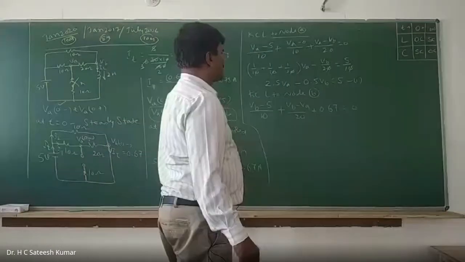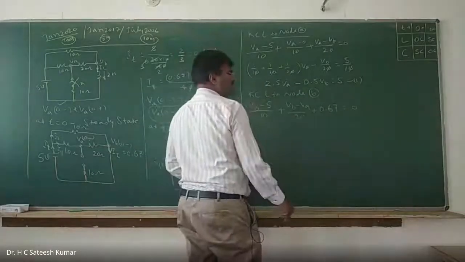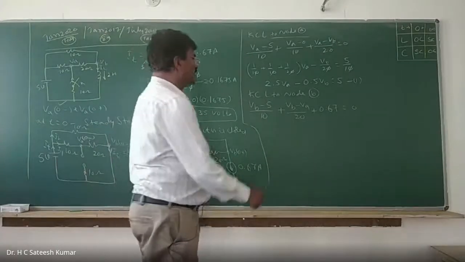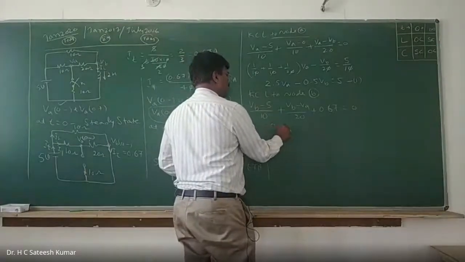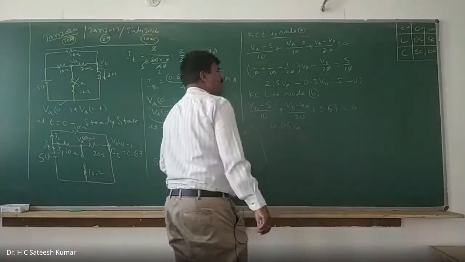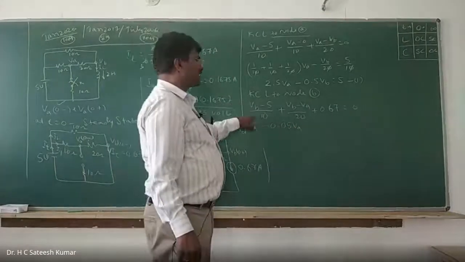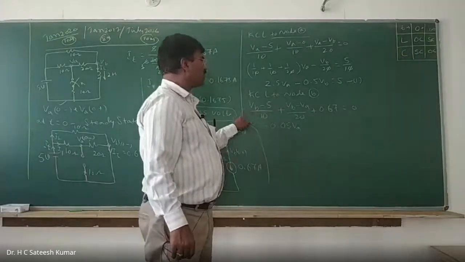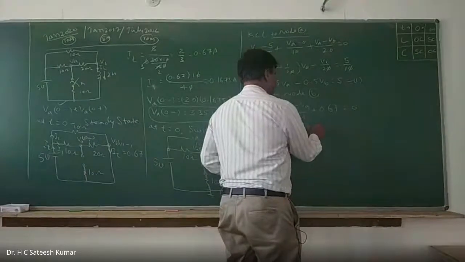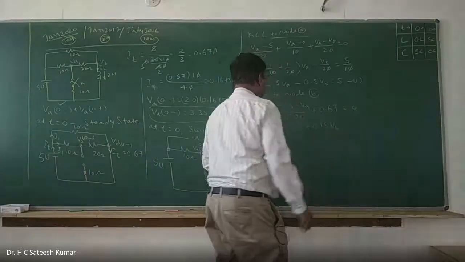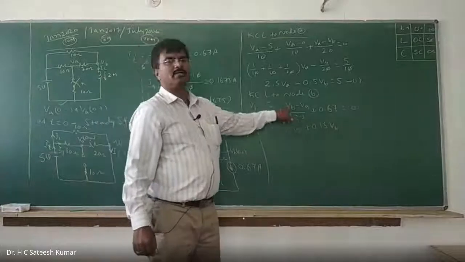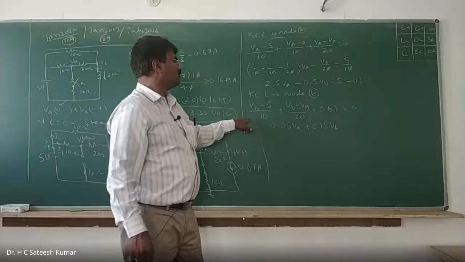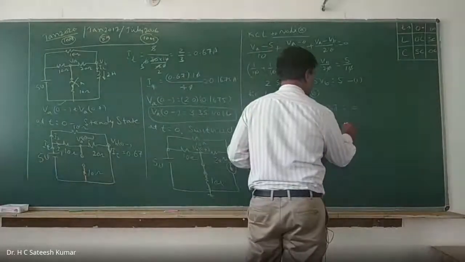Now you can write it as VA by 10, VA by 20. 1 by 20 is 0.05, so minus 0.05 VA. And VB: 1 by 10 is 0.1, 1 by 20 is 0.05, 0.1 plus 0.05 is 0.15, so plus 0.15 VB. Am I right? 1 by 10 is 0.1, 1 by 20 is 0.05, 0.05 plus 0.1 means you will get 0.15.